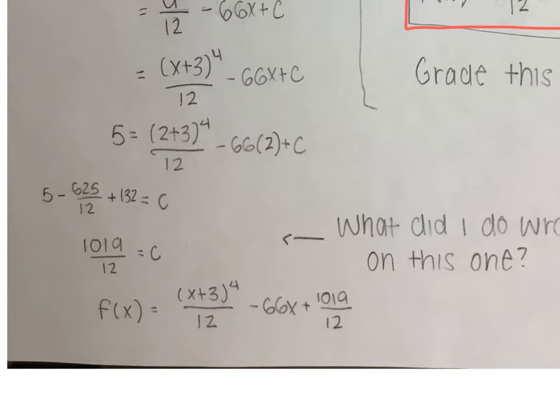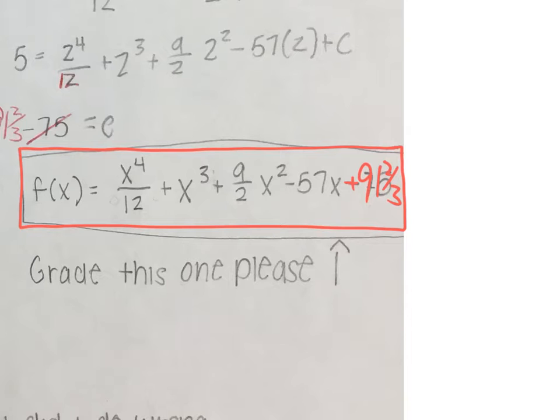Okay? But again, if you did 3 to the 4th divided by 12 plus 1019 over 12, that would equal 91 2/3. Okay? So her question of what did I do wrong on this one is nothing. Absolutely nothing. Yeah, she didn't do anything wrong. But they looked very different. And it looked as though the constants were different.